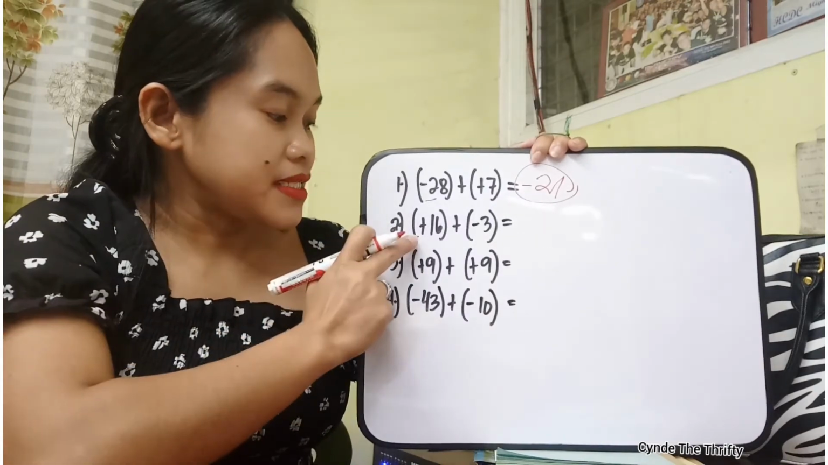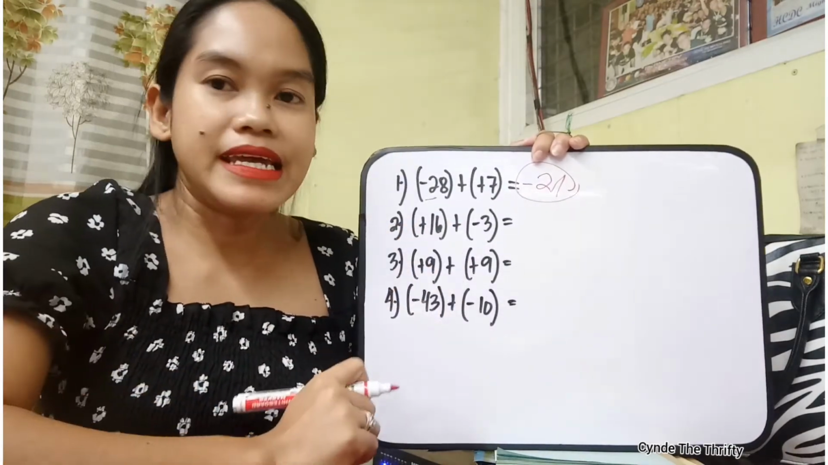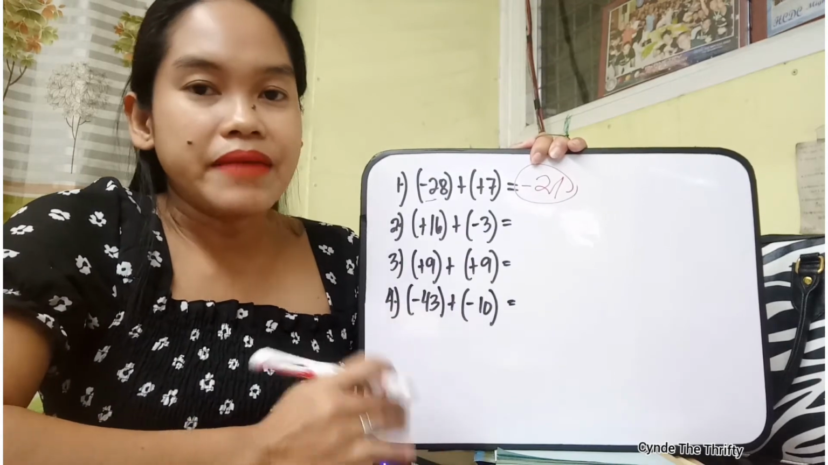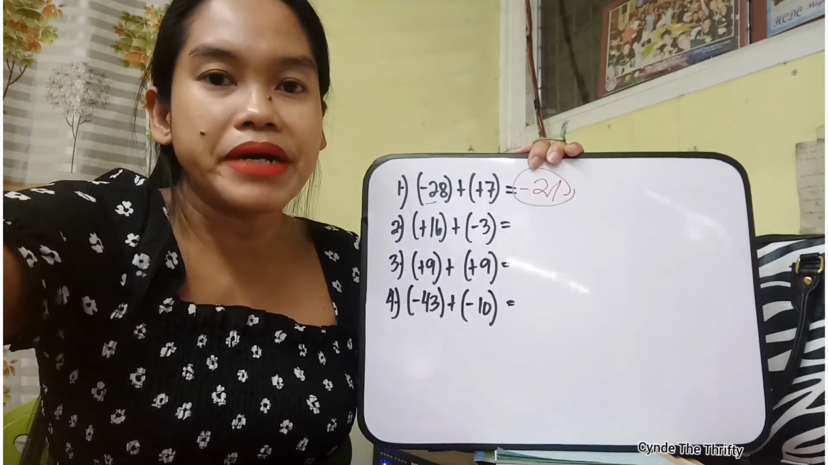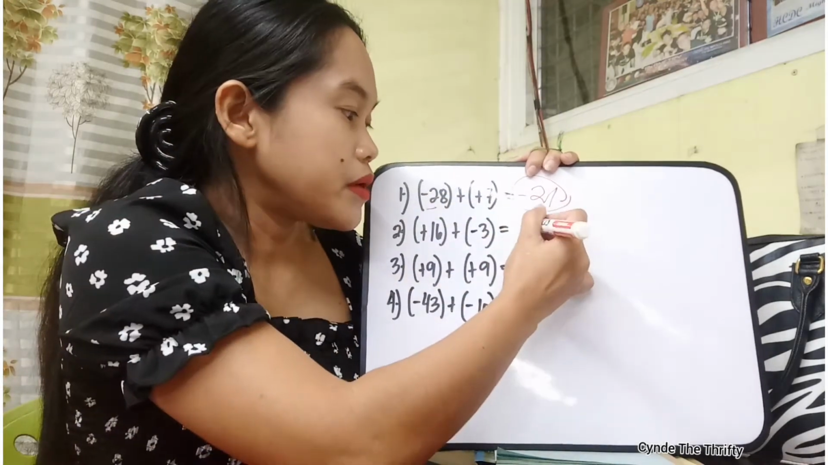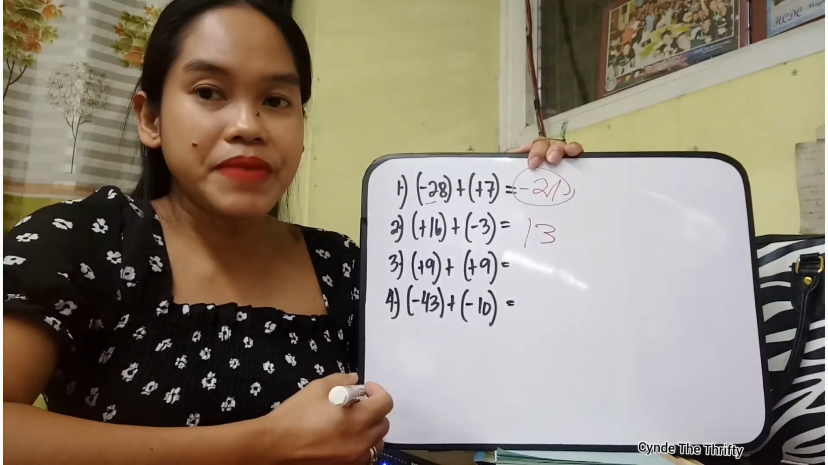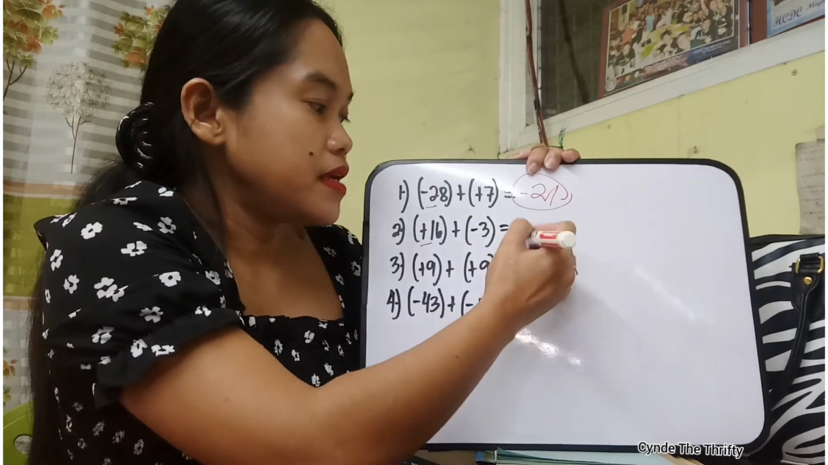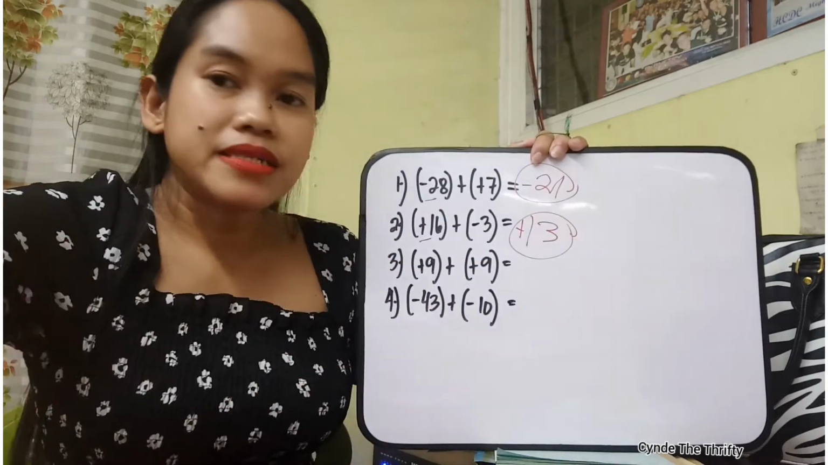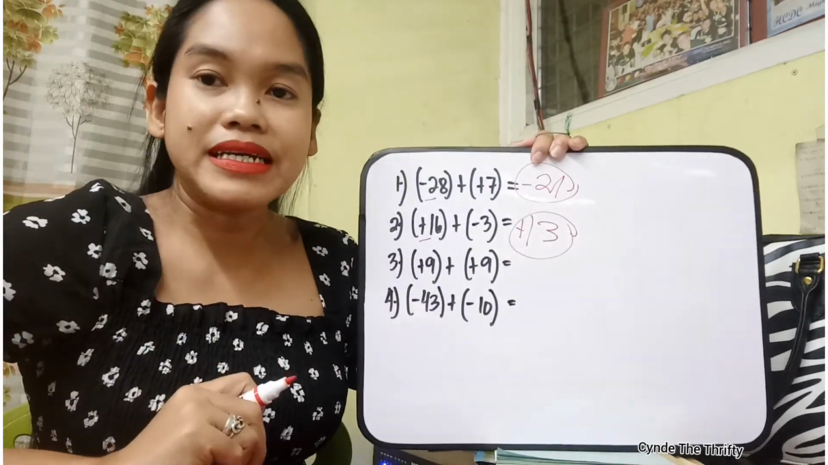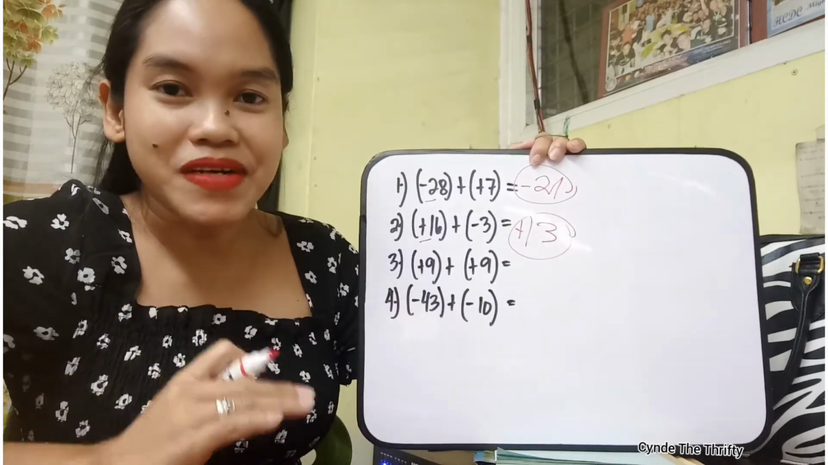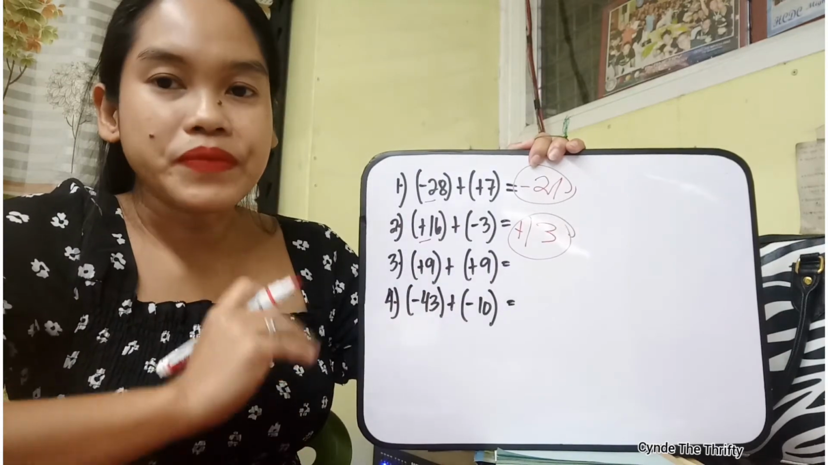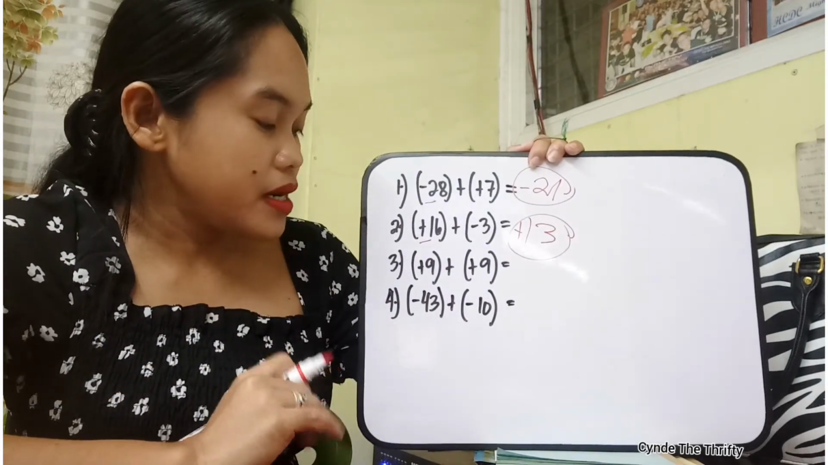Number 2. Positive 16 plus negative 3. Again, i-disregard natin ang sign and pagkatapos i-subtract natin itong smaller number from the bigger number. So, 16 minus 3 is equal to 13. And ano yung sign ng ating bigger number? Positive. So, ibig sabihin, positive 16 plus negative 3 is equal to positive 13. Now, let's go to number 3.